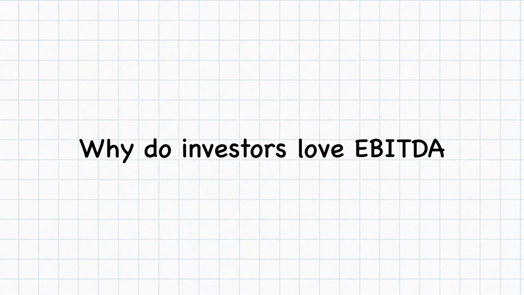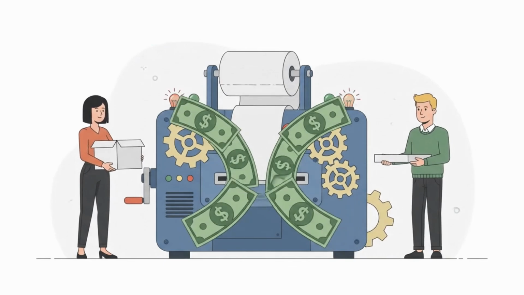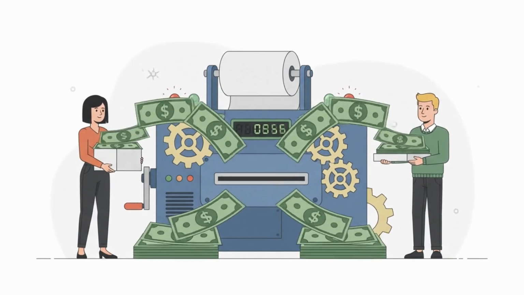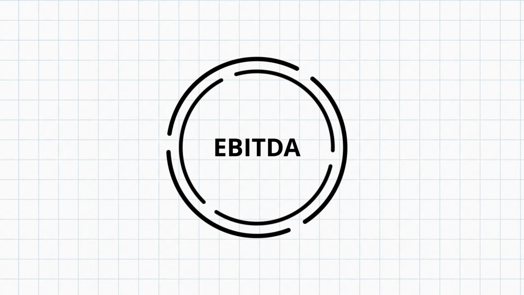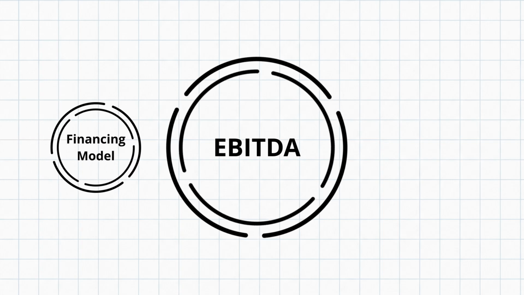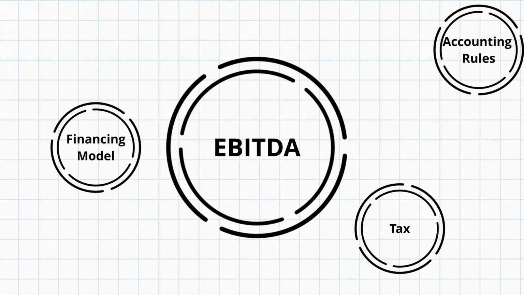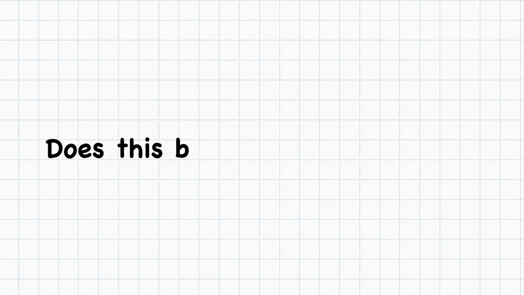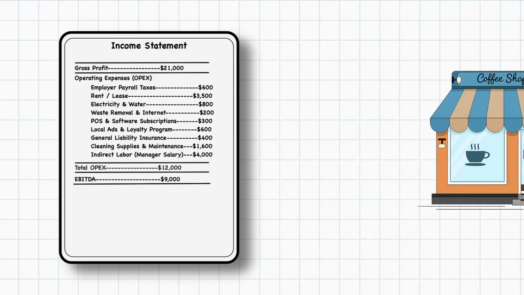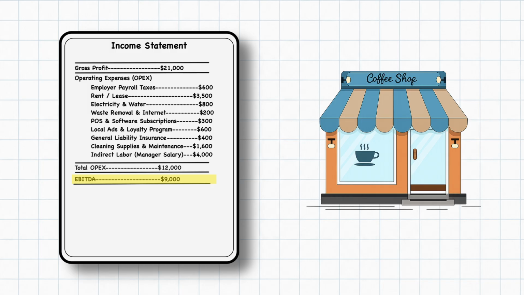Why do investors love EBITDA? Because it shows the raw cash-generating power of your day-to-day operations. It ignores how your business is financed, what your local tax rates are, and the accounting rules for your equipment. It just asks, does this business model generate cash? In our case, yes, it generated $9,000.